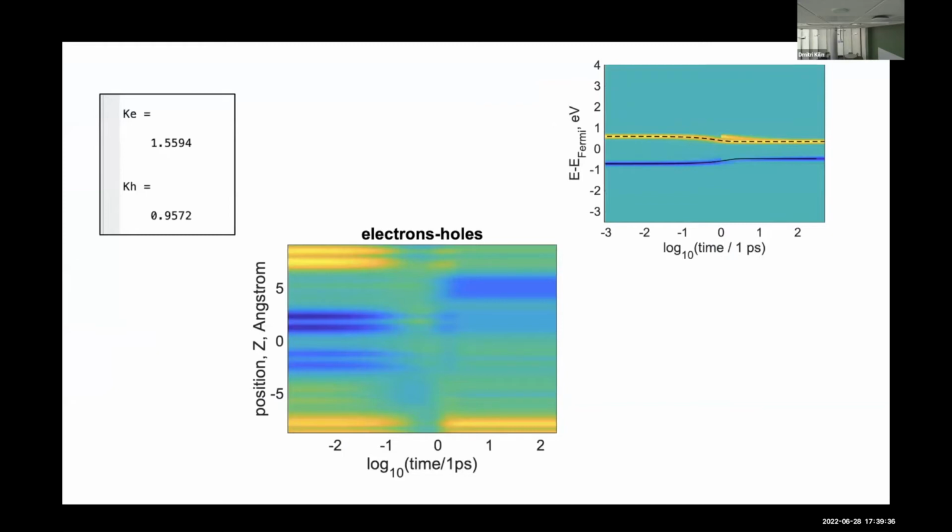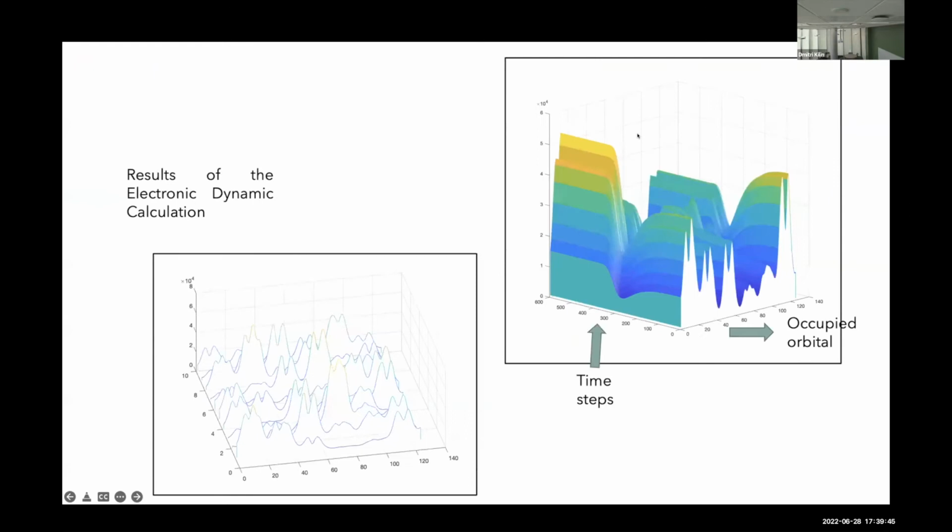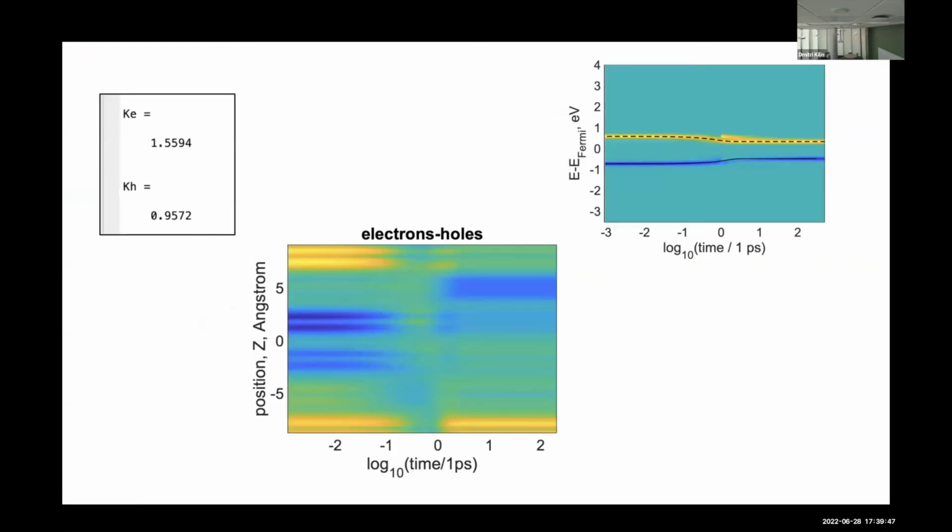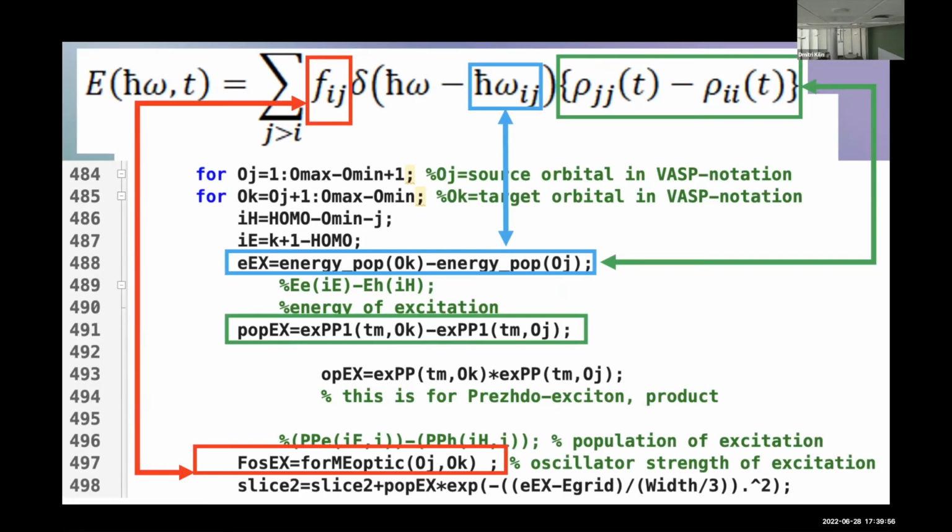Once the dynamics is done, the data for occupations of the orbitals in the valence band and conduction band need to be merged with the oscillator strengths in the right way. So here are a couple of lines of the code that implement the equation on the top.